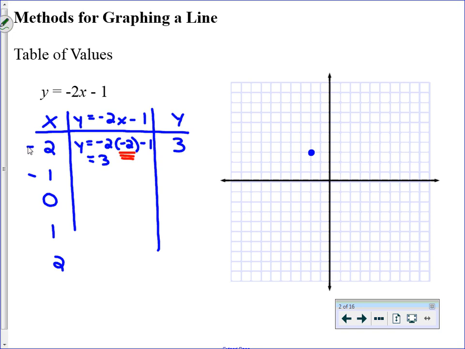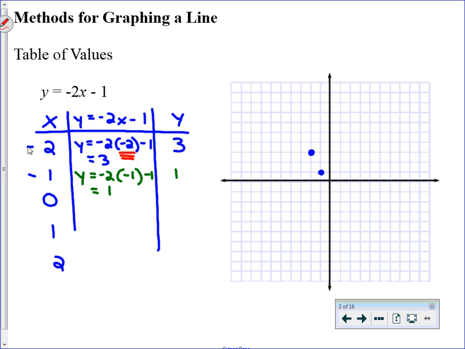We have to now continue to do this for each one. Now we plug the -1 inside the parentheses and solve this. So we have a -2 times -1, which is a +2. +2 minus 1 gets us a 1. So we have our second point now. That is a -1, 1. -1, 1 gets us our nice second point here.